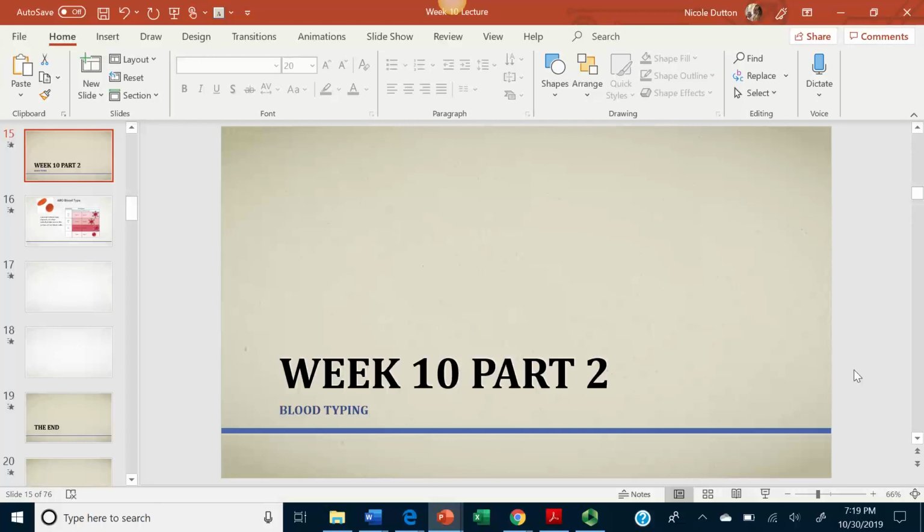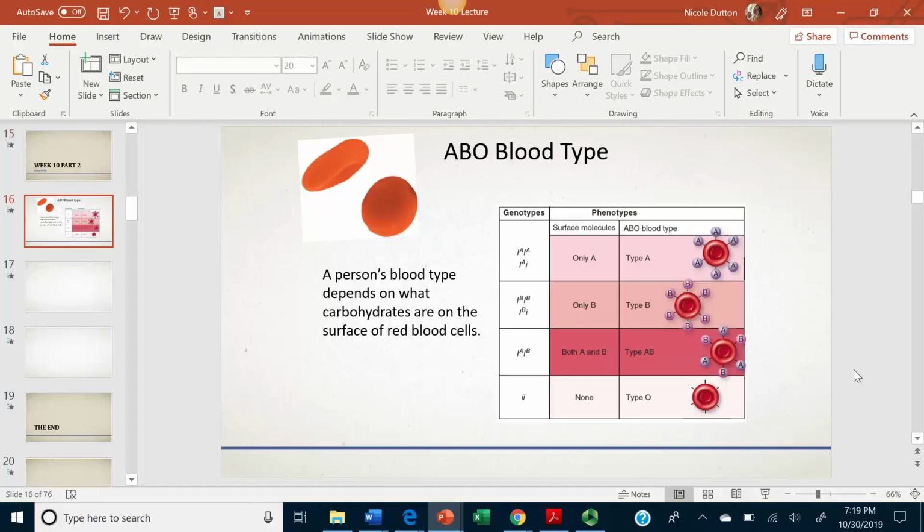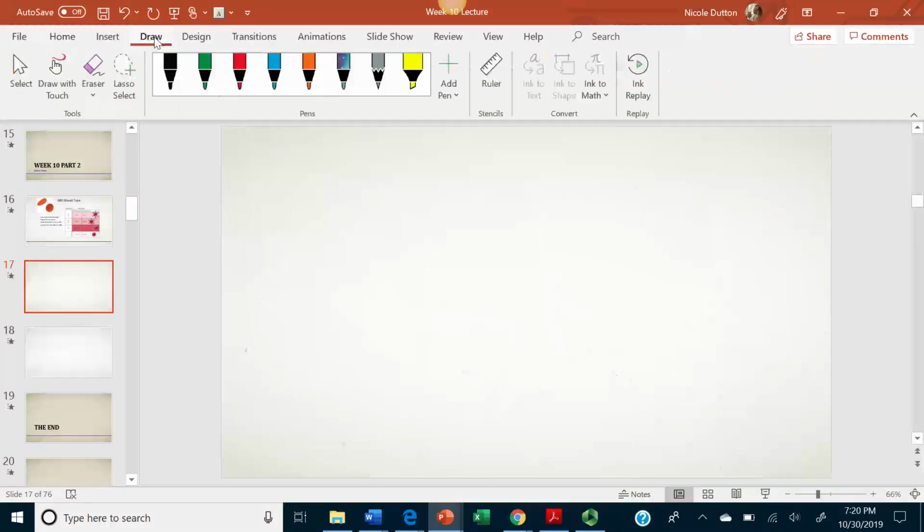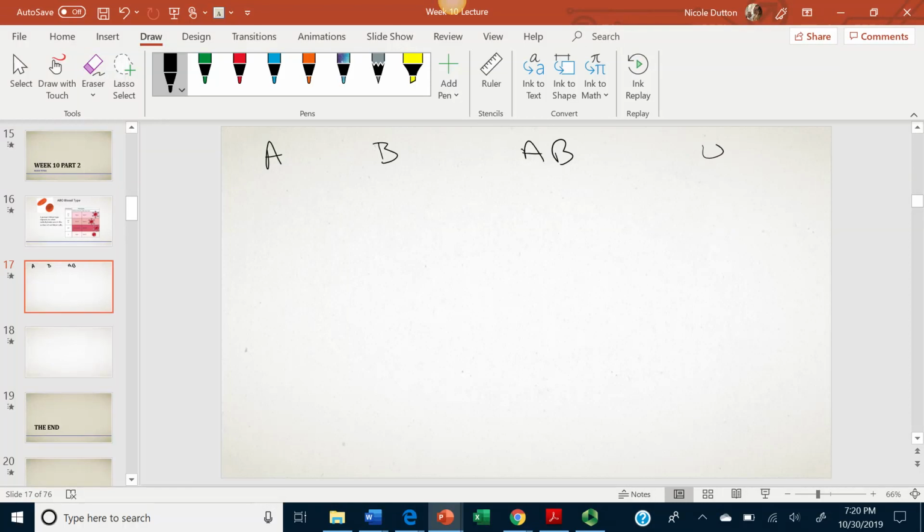So this next section talks about blood type. A person's blood type depends on what carbohydrates are on the surface of red blood cells. So if we think about what the major types of blood are, we have blood type A, type B, AB, and O.